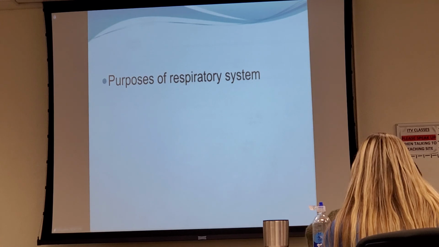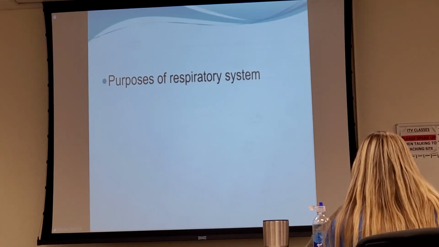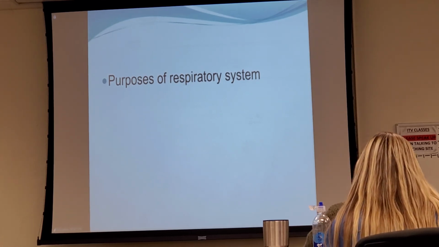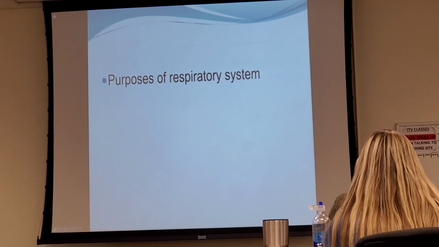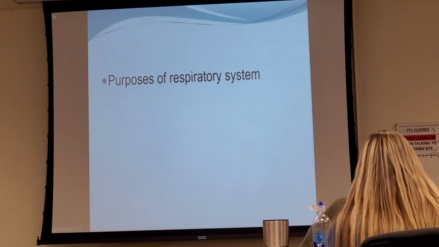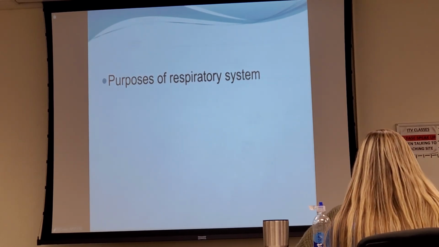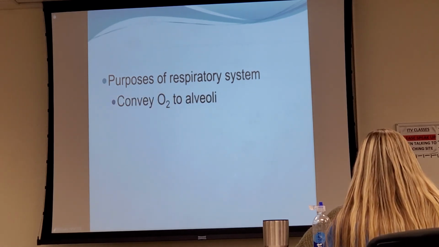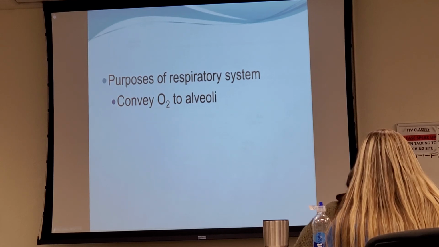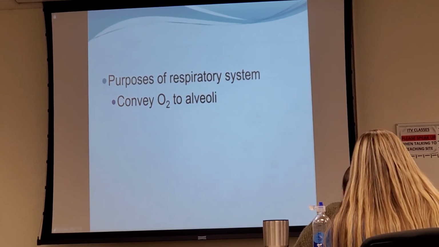So what are the purposes of the respiratory system? Let's start with the first one. Fill in that first blank for us. What does the respiratory system convey to the alveoli? What's its primary component? Oxygen. That's correct. It conveys oxygen to the alveoli. What do we exhale to the atmosphere? CO2. Carbon dioxide.